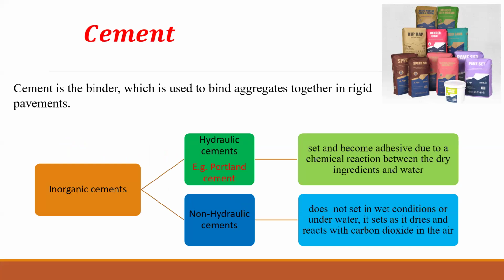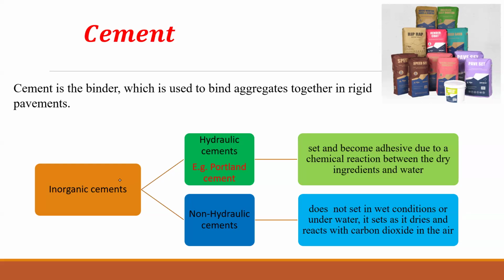Cement is a binder which is used to bind aggregates together in the rigid pavement. We have two types of pavements, rigid and flexible. We use cement to bind the aggregates in the rigid pavement, and we use bitumen to bind the aggregates in the flexible pavement. So that's the main difference between the rigid and flexible pavement, the binder that we use to bind the aggregates.